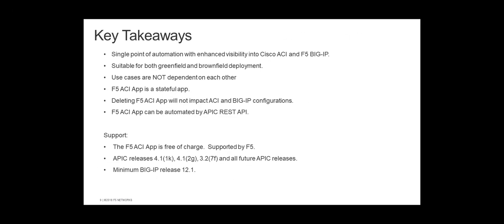A few key takeaways of the F5 ACI Service Center. It is a single point of automation with enhanced visibility into your Cisco ACI and F5 BIG-IP. It is suitable for both greenfield as well as brownfield deployments of your BIG-IP in your Cisco ACI fabric. If you have existing configuration on the BIG-IP, it will be able to pull that configuration and provide you visibility into that configuration. The use cases are not dependent on each other. You could use just the visibility or the L2, L3 or L4, L7 separately depending on what use case makes the most sense in your environment.